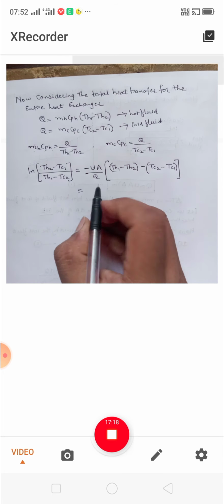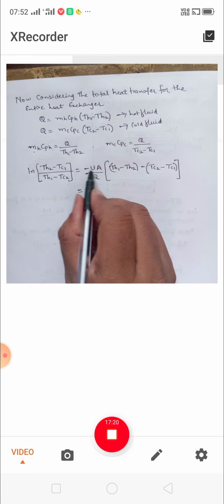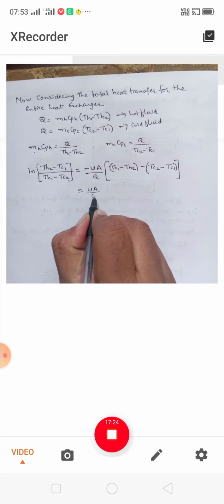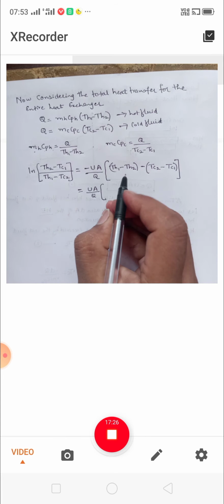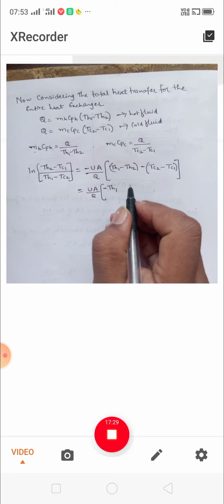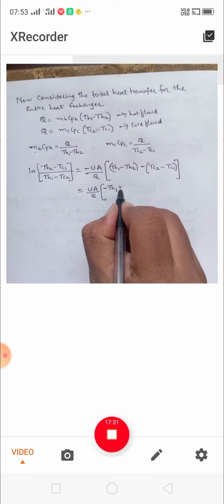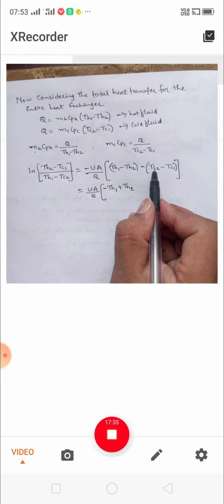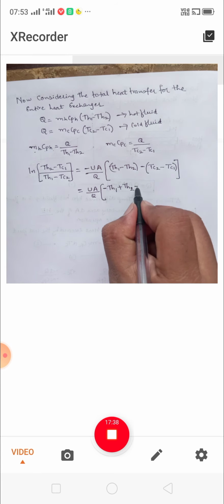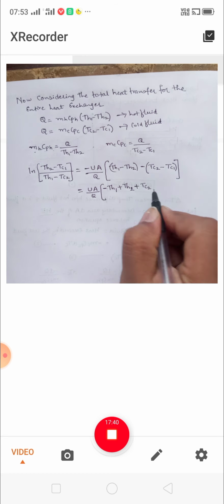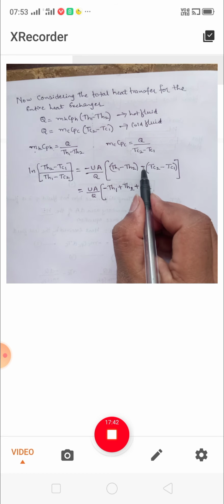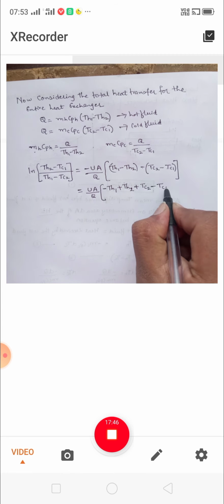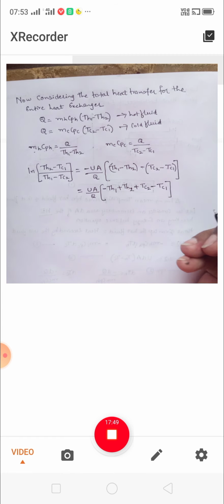So I will multiply by a minus sign to all these terms. Let me write here UA divided by Q. So this will be minus Th1, minus into minus is plus, Th2, and minus Tc2, minus into minus is plus Tc2, and then minus Tc1.